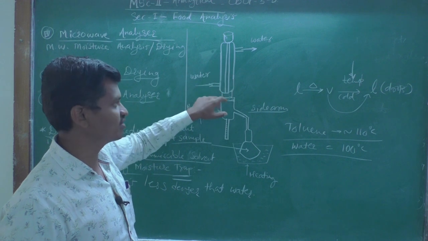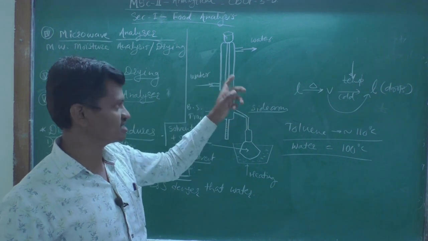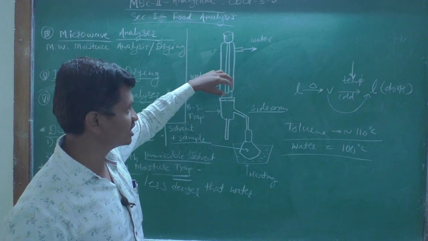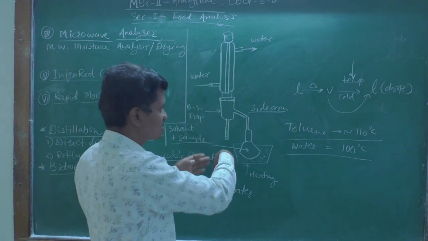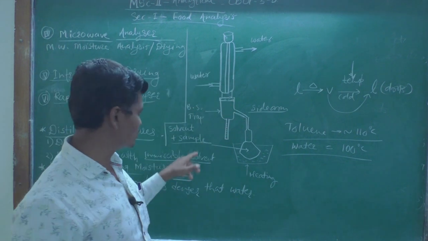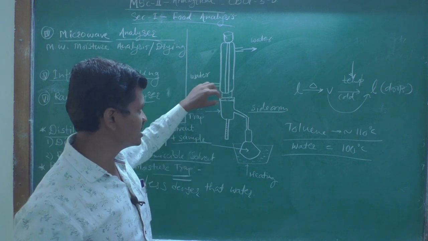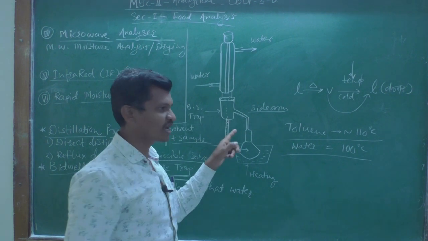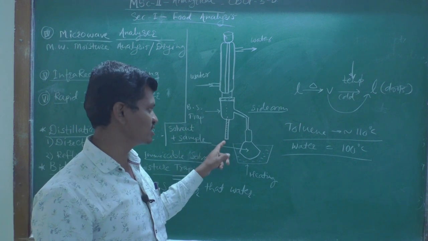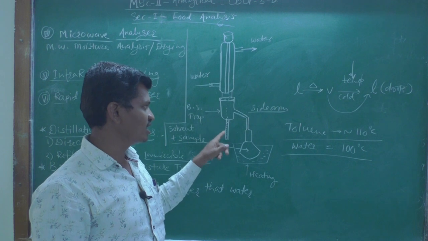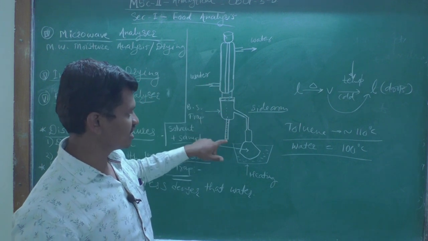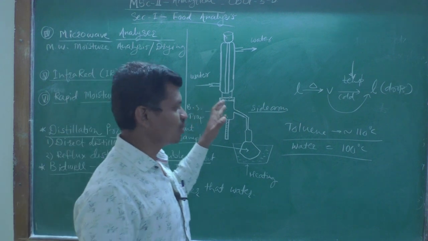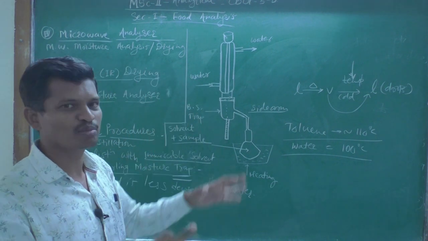When the vapor comes in contact with the cold surface of the condenser, water droplets start to form. These droplets never enter the side arm; they fall into this trap. That's why it is called a trap. They get caught in this trap and enter this measuring tube. There are milliliter markings, just like on a measuring cylinder, and the water droplets collect in this calibrated side tube. So this is the general experimental procedure.